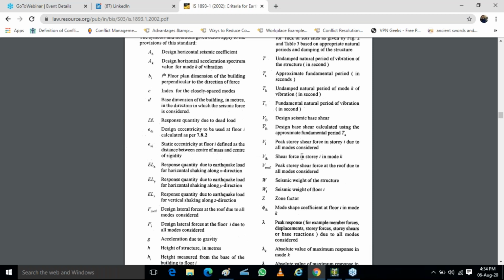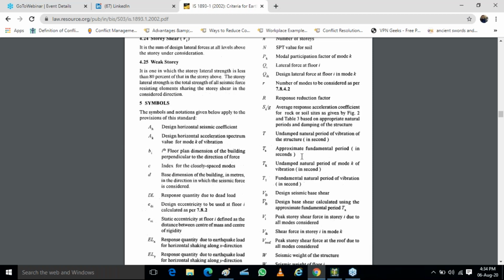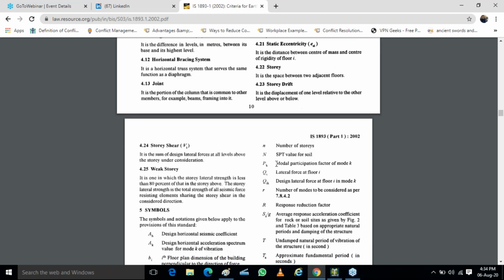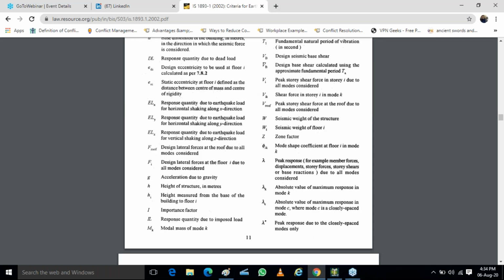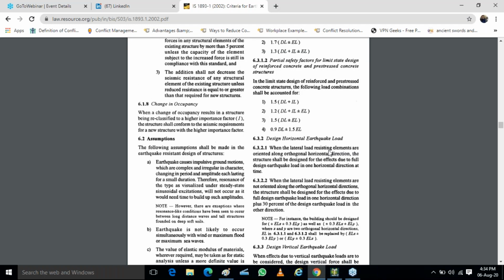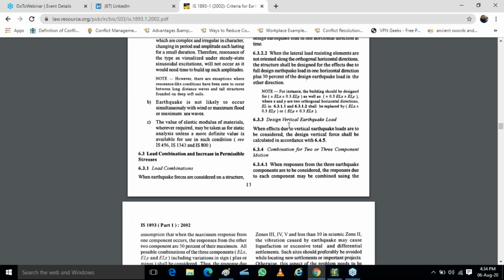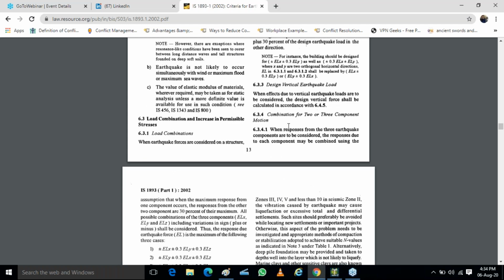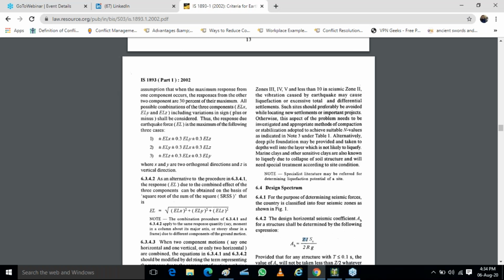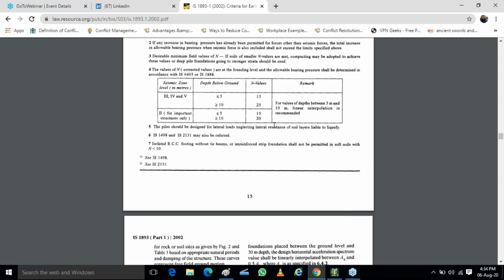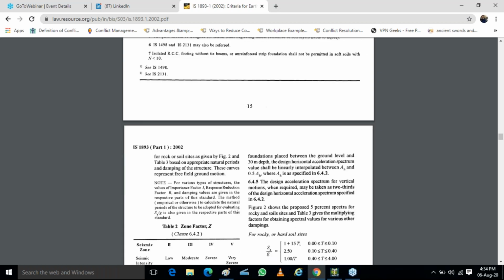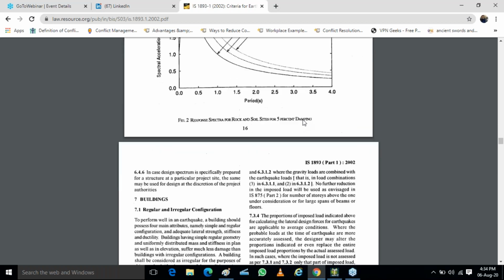I forget where the mode shape details are. PK, the mode participation factor of mode K. I forget the place where the participation factor is. There is a clause in my IS code that the participation factor for the mode should be greater than 90% or 80%. It is there. Just find the participation factor.